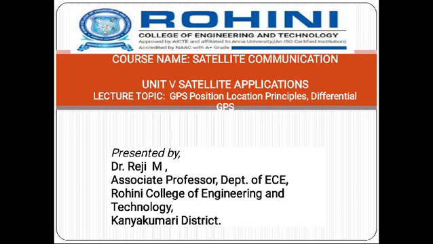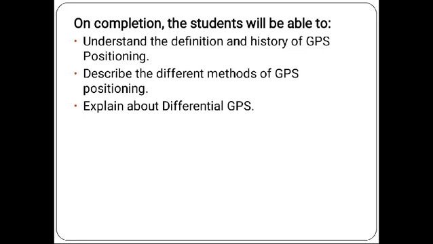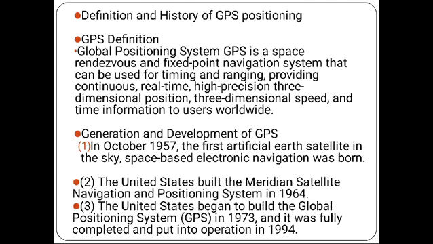Today we are going to see about Unit 5: GPS Position, Location, Principle and Differential GPS. On completion, students can understand the definition and history of GPS, describe the different methods of GPS, and explain differential GPS. GPS definition: Global Positioning System is a space-based rendezvous and fixed-point navigation system that can be used for timing and ranging, providing continuous, real-time, high-precision, three-dimensional position, three-dimensional speed and time information to users worldwide.